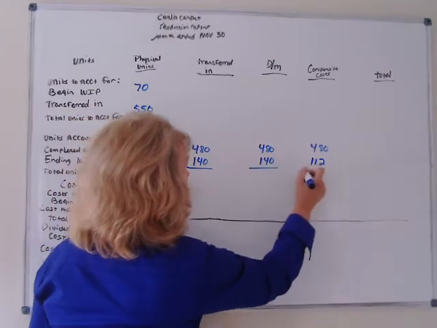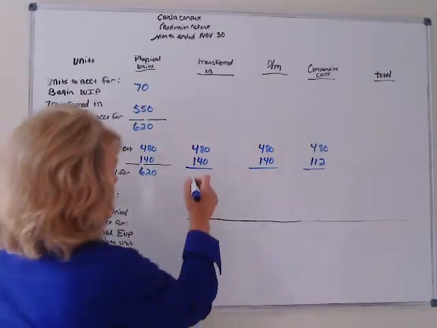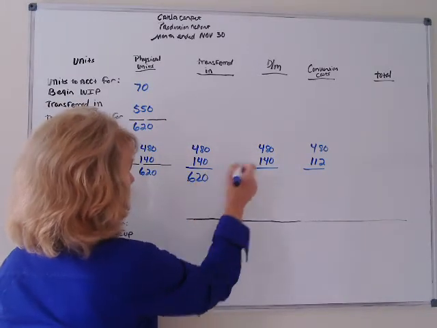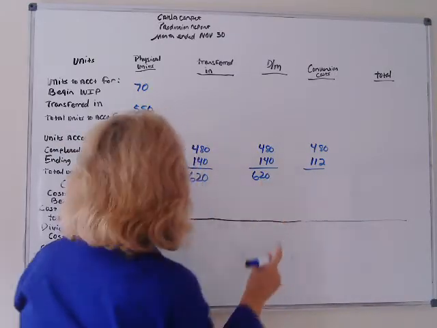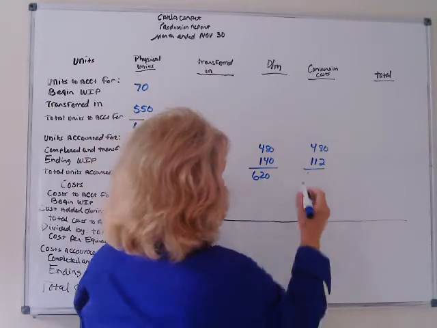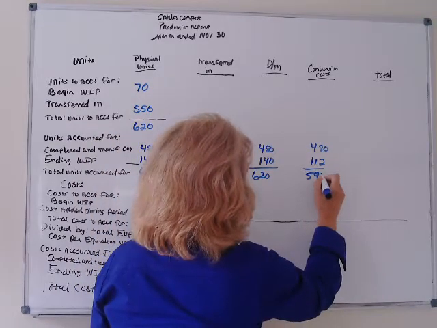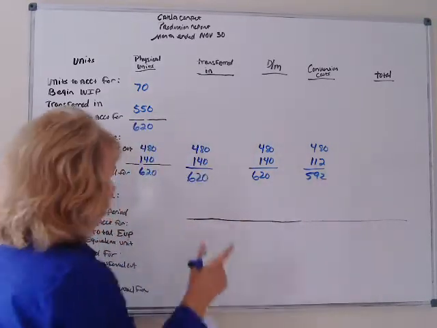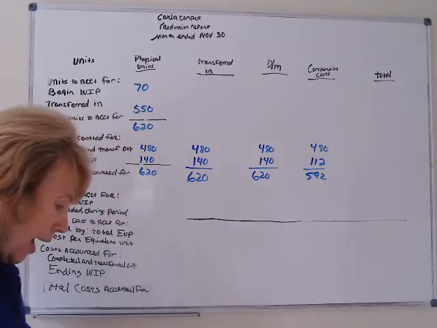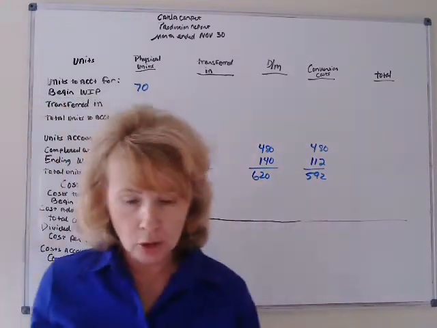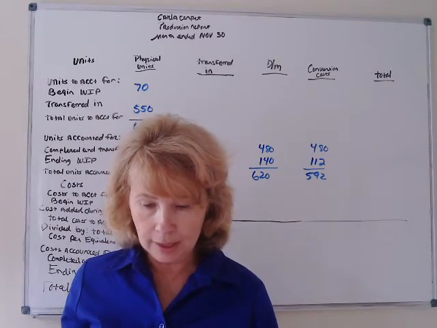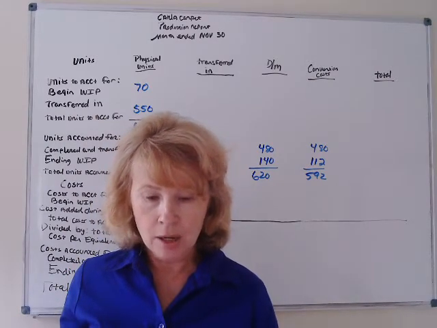All right. So now I just total it across. Add these up. This is 620. Well, this is exactly the same, so that's 620. And this is 592. All right. Now, I am going to go to my costs next. So I look in the problem. What are they telling me that the costs are?